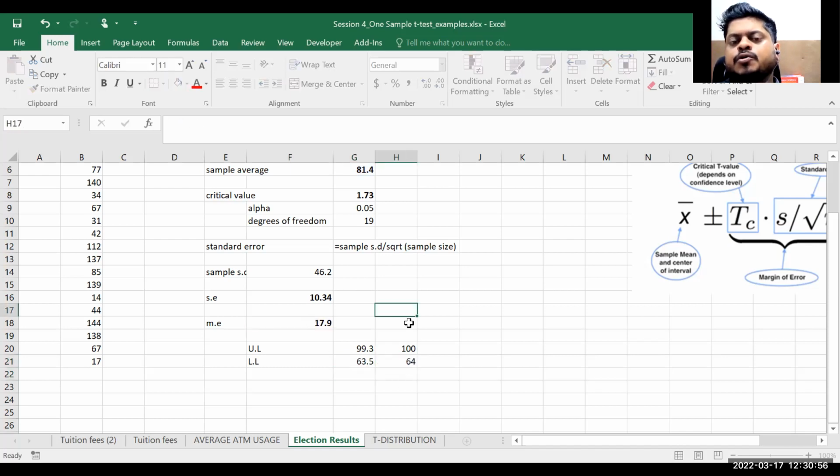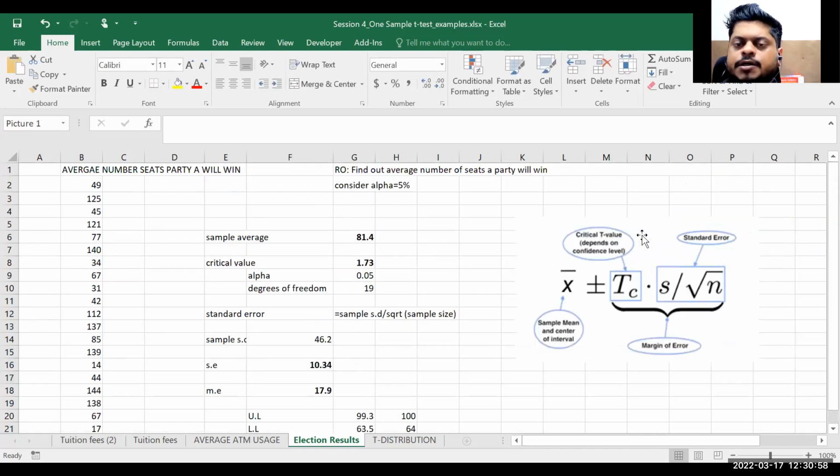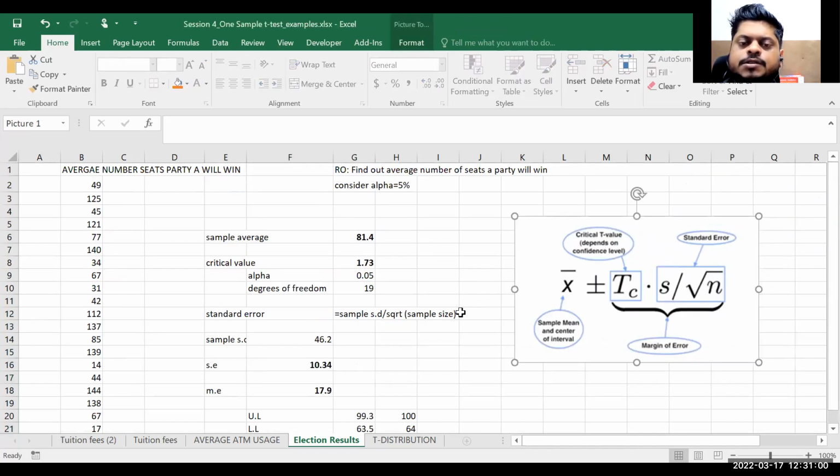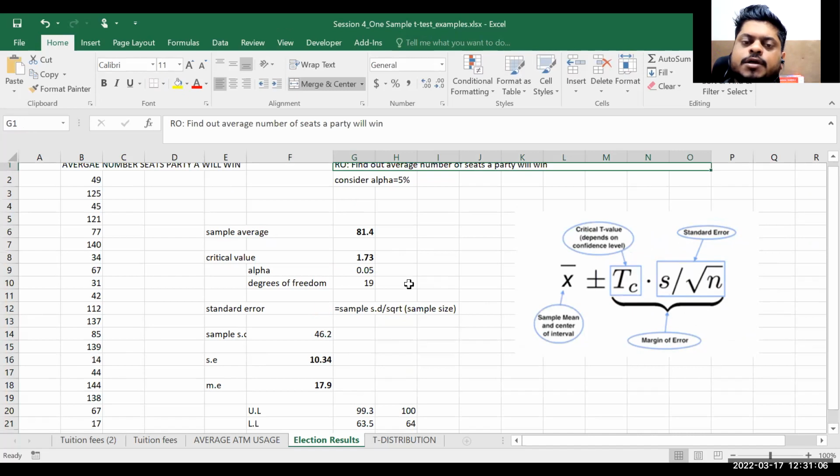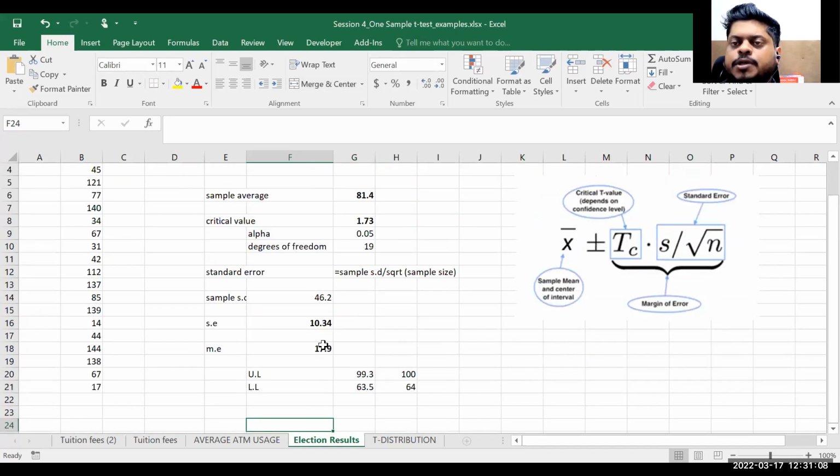So now I can go to the TV channel and say that I have conducted this exit poll with 20 locations. With 95% confidence, I can answer this question: the average number of seats the party will win will be between 64 to 100, right? If your sample data was a little bit more, if this n value was a little bit more, then your error, the range, will come down.